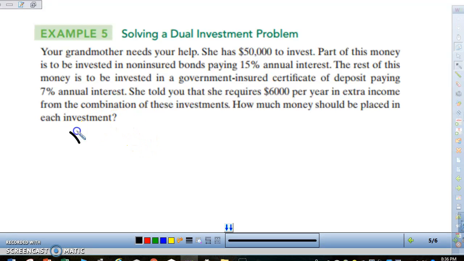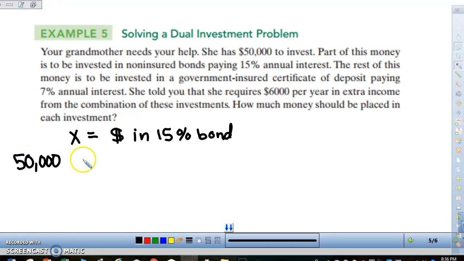So let's start by letting x represent the amount of money that's placed in the 15% bond, the bond that pays 15% annual interest. And if she has $50,000 to invest, that means that $50,000 minus x will end up being the amount of money that's placed in the certificate of deposit, the CD, that pays 7% annual interest.